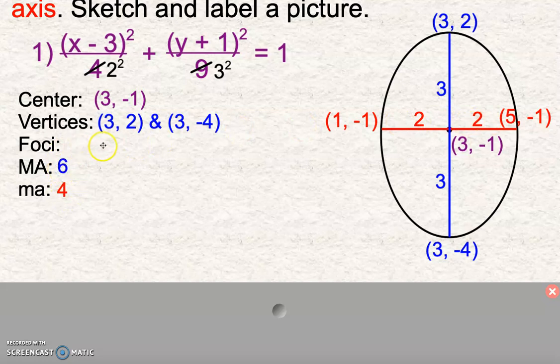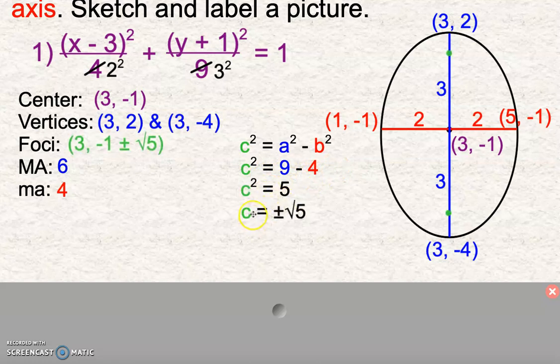All we have to do now is find the coordinates of the foci. Well, remember, c is the distance from the focus to the center of the ellipse. And we have this nifty equation for ellipses in which c squared equals a squared minus b squared. So substituting this 3 for a and this 2 for b, we get c squared equals 9 minus 4. c squared equals 5. So c equals plus or minus radical 5.